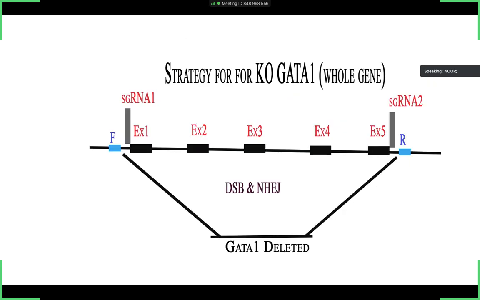This is the strategic plan to knock out this gene. This gene has 5 exons, so you can design one sgRNA upstream of exon 1, and the second sgRNA downstream of exon 5. Then you will have your forward primer and your reverse primer. By doing this, during the PCR, you can know whether your gene is deleted or knocked out or not.